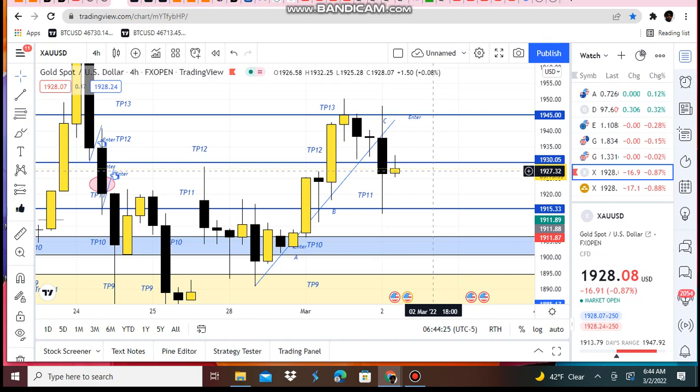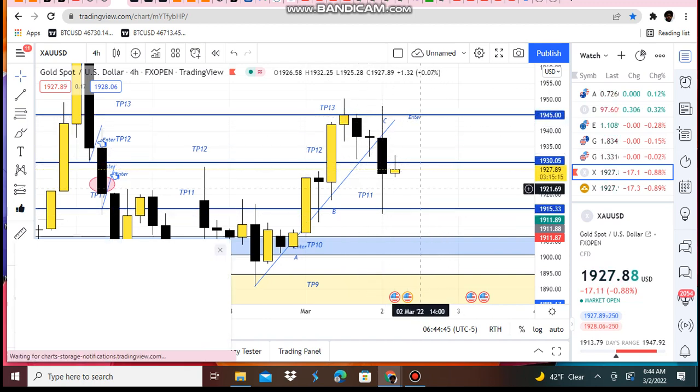And we see buyers trying to push price back up on the 4 hour, as we already went down to B, 1915, take profit 11. But price can definitely go back to A, take profit 10, 1900 during the New York session. And I'll let you know if that does happen. Just wanted to update y'all with this game.